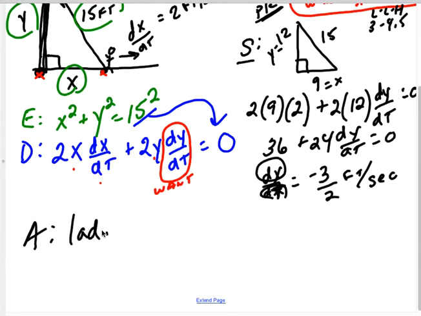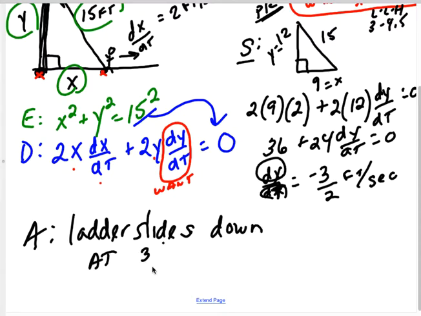So the ladder is sliding down, right? Slides down at a rate of 3/2 feet per second, because the word down covers it. I can't go down at a negative rate. That would be up, right? So down at this rate.